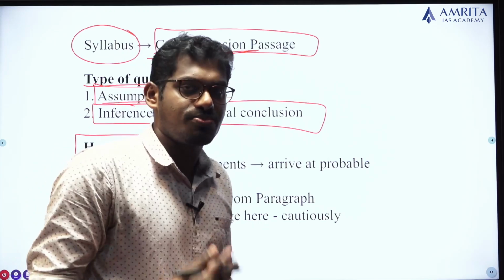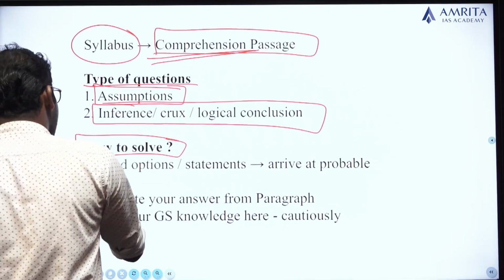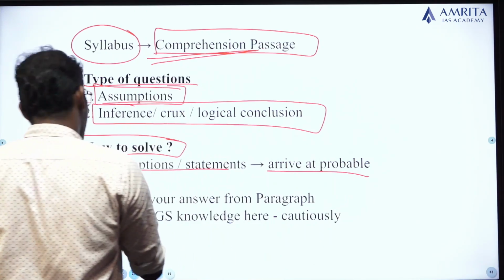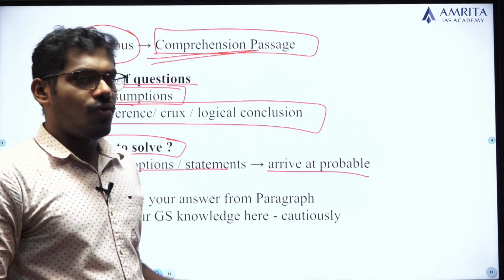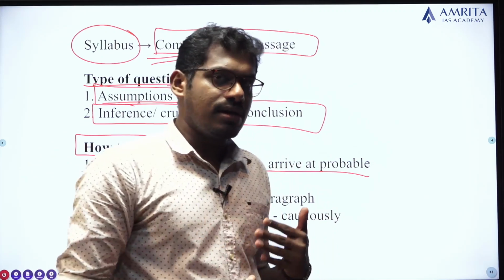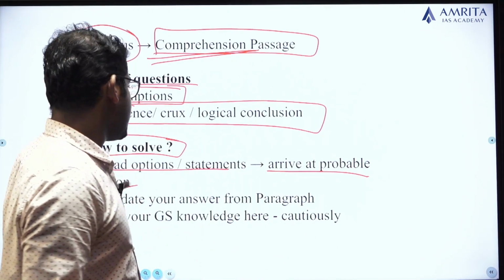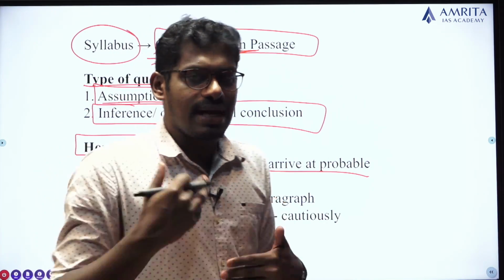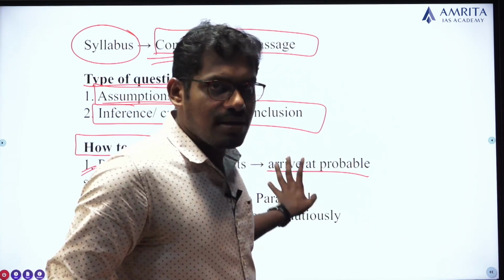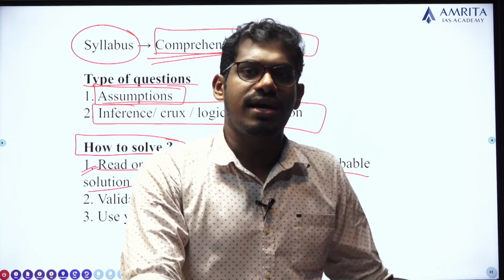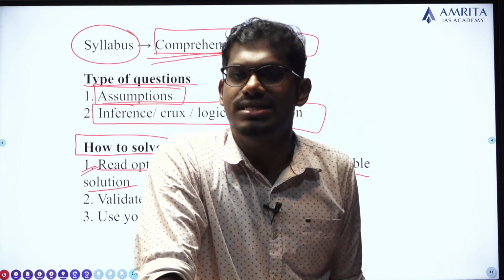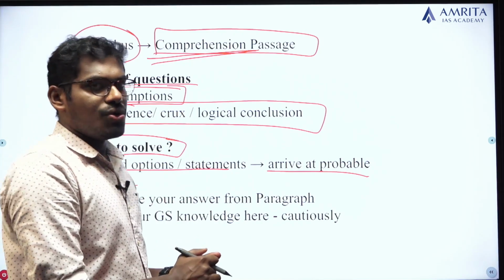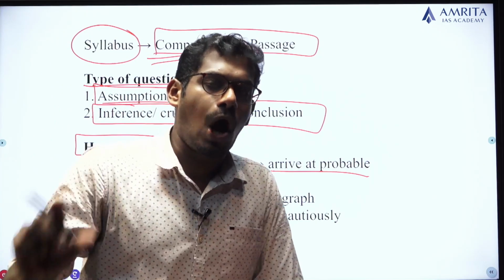How to solve the questions based on the paragraph? The first idea is to read the option statements, then arrive at a probable solution. You won't get the idea if I just say read options, arrive at a probable solution. You will get the idea when I solve certain previous year questions that were asked in the 2021 UPSC CSAT paper. Now just understand, without reading the paragraph you have to check the options first.